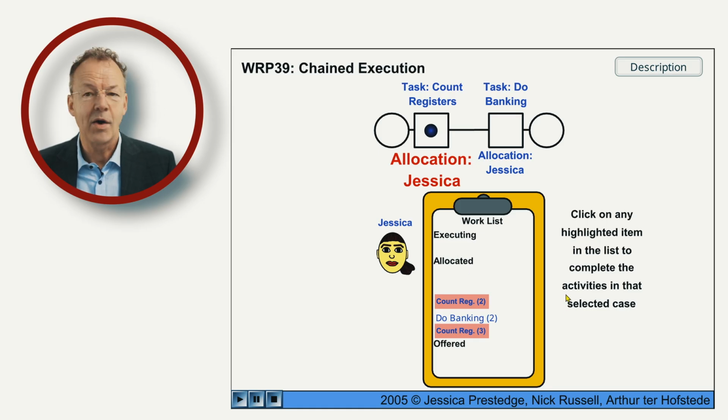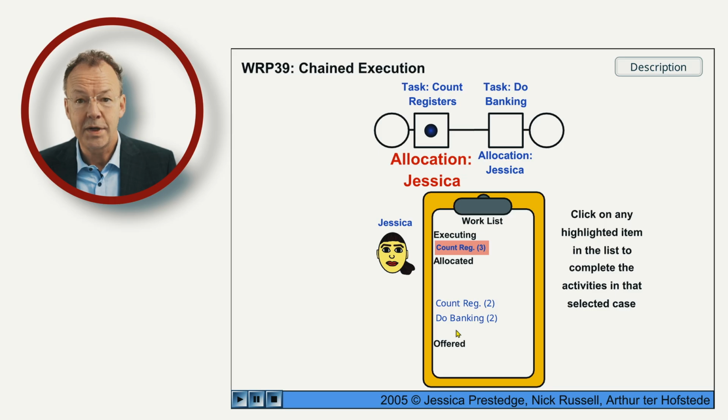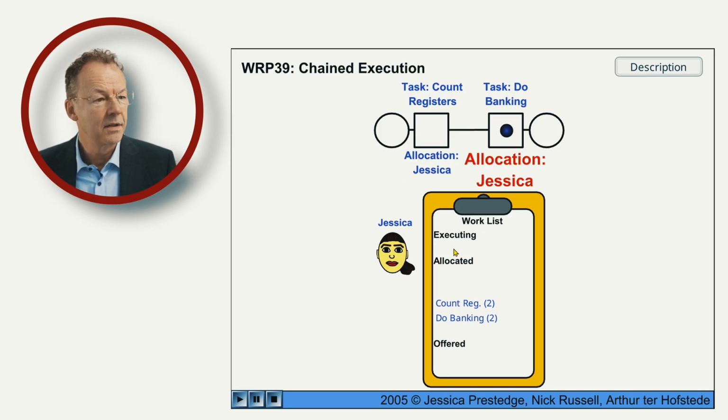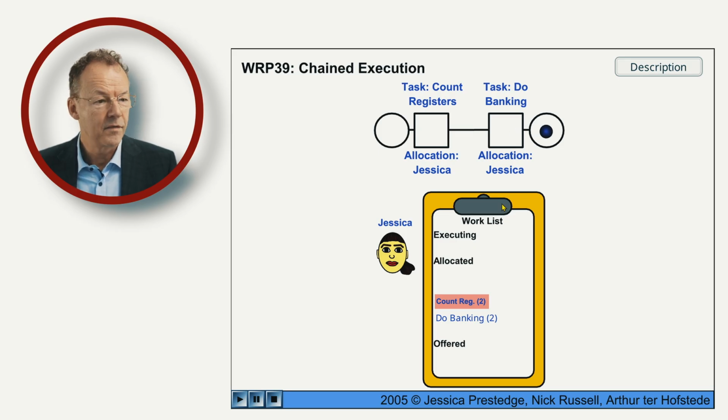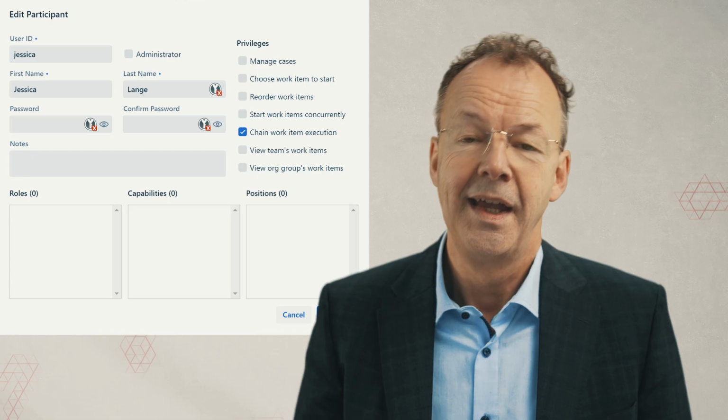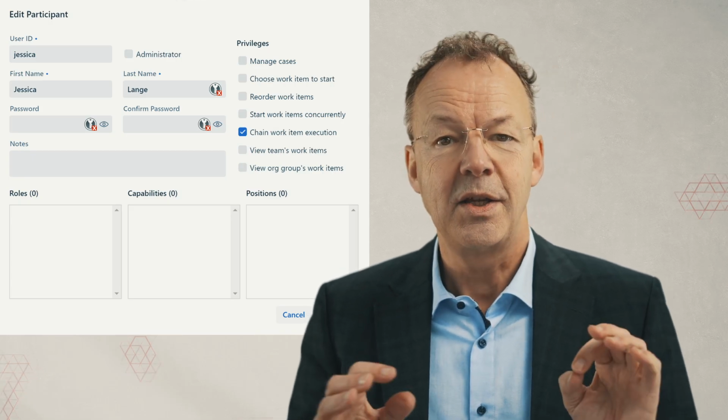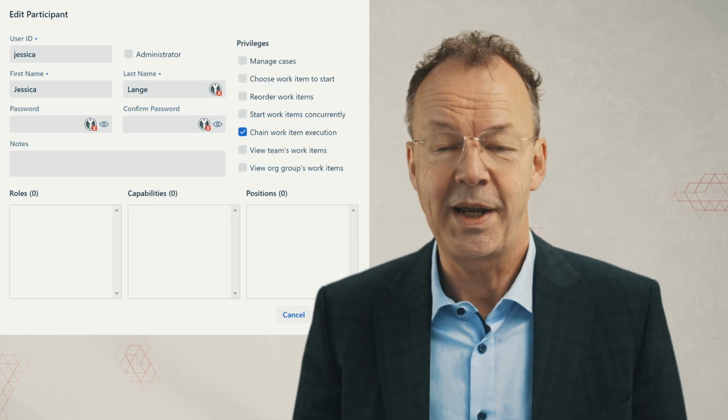And then this is completed, and now we can choose whether to take count registers 2 or 3. So let's take count registers 3, and we do this. And we get do banking immediately afterwards, so it's immediately executing. We finish this, and finally we can do count registers for case ID 2 and do banking for case ID 2. In YAWL, we can implement this by a user privilege called chain work item execution.